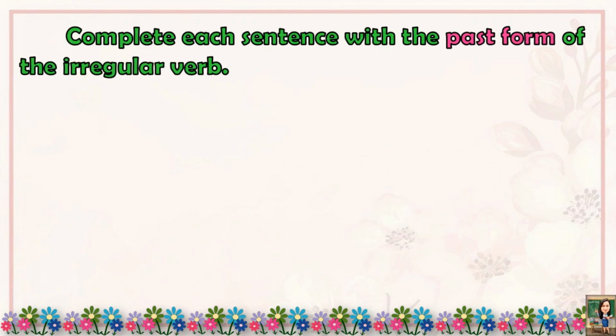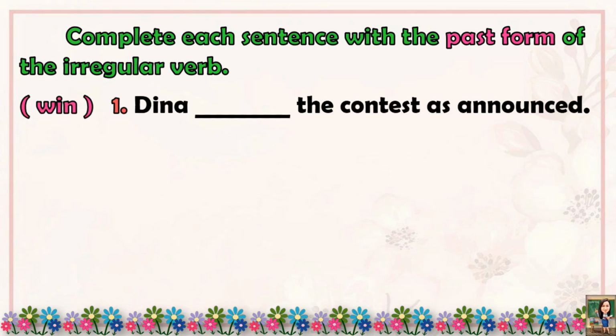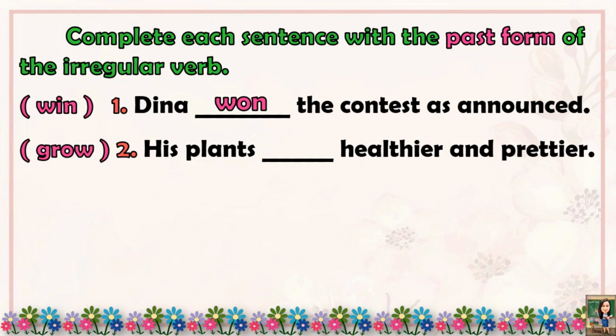Next, complete each sentence with the past form of the irregular verb. Number 1. Win. Dina blank the contest as a noun. What is the past tense of win? Correct. Won. Dina won the contest as a noun. Number 2. Grow. His plants blank healthier and prettier. What is the past tense of grow? Correct. Grew. His plants grew healthier and prettier.